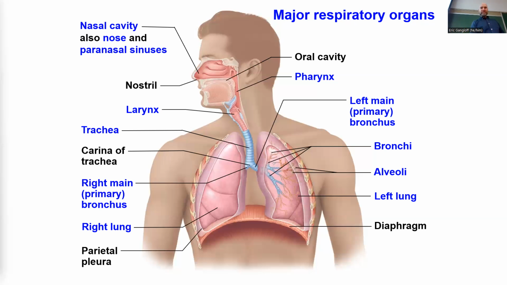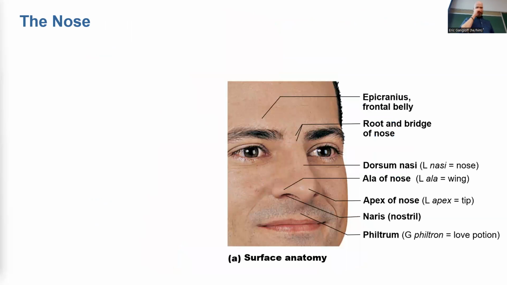All right, let's talk about some of these structures in a little more detail. First, I want to talk about the nose. We'll talk about the nose a little bit in lab tomorrow as well, but I want to just orient you to some of the external structures of the nose. Specifically, these structures you see here: the dorsum nasi is what we commonly call the bridge of the nose. It means the back of the nose here.